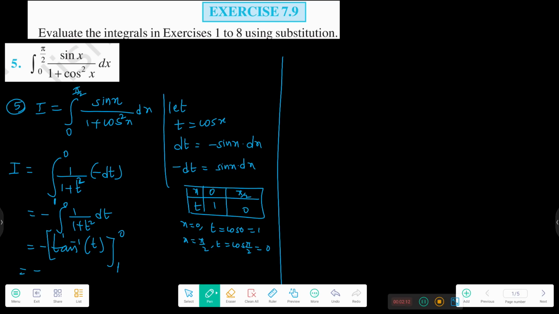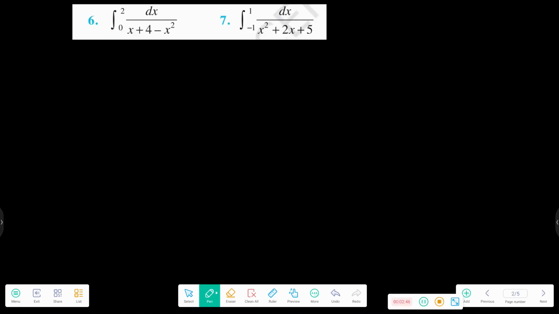Apply it, here we have a minus outside, so tan inverse 0 minus tan inverse 1, upper limit minus lower limit. Tan inverse 0, and lower limit 1 we have applied. Now, minus tan inverse 0, that is 0, minus tan inverse 1, what is that? Pi by 4. Pi divided by 4 you will be getting. So minus into minus, plus pi by 4 is our required answer for question number 5. Is it okay, Raja? Question number 5 done.